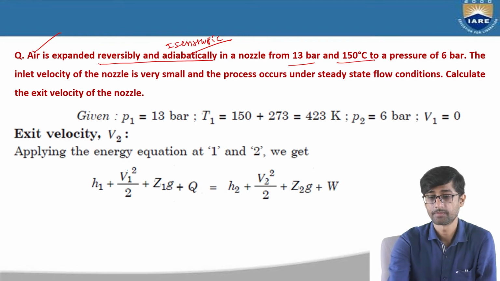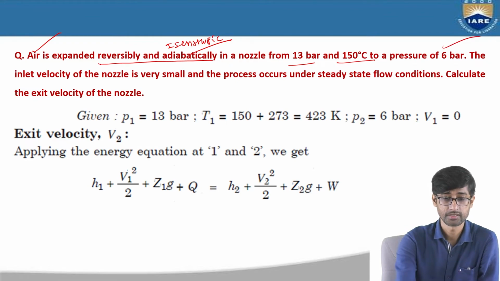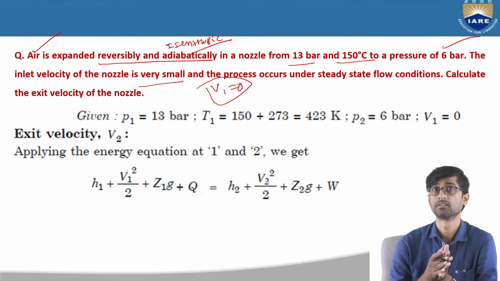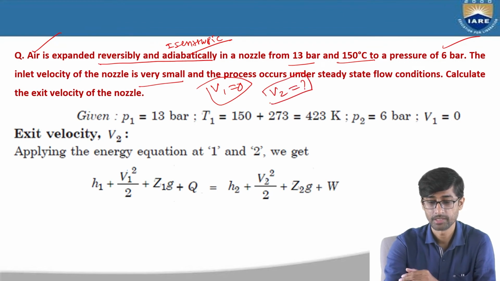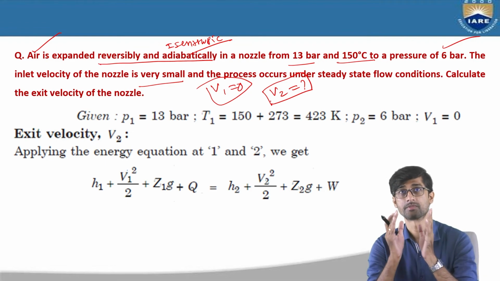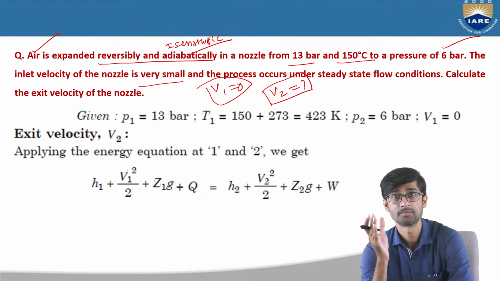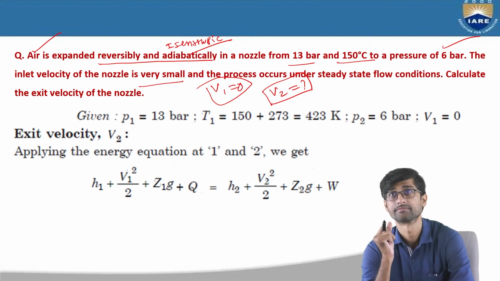The initial pressure is given as 13 bar and temperature 150 degrees Celsius, expanded to a pressure of 6 bar, P2. The initial velocity in the nozzle is very small. That means we are neglecting V1, the initial velocity. The process occurs under steady flow conditions. Calculate the exit velocity of the nozzle, V2. Definitely, when we are considering the steam nozzle, remember there are some assumptions. We are neglecting the initial velocity. We are assuming the flow is isentropic, or reversible and adiabatic, and the flow conditions to be steady state.